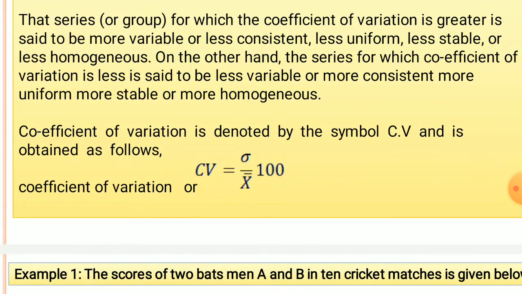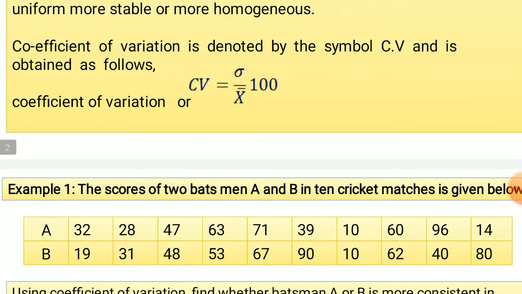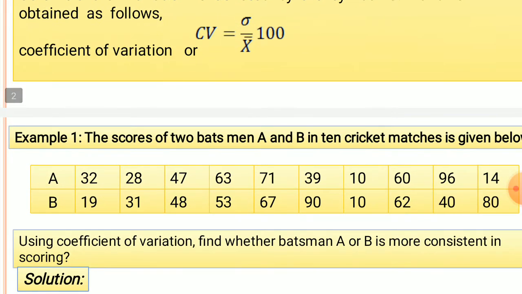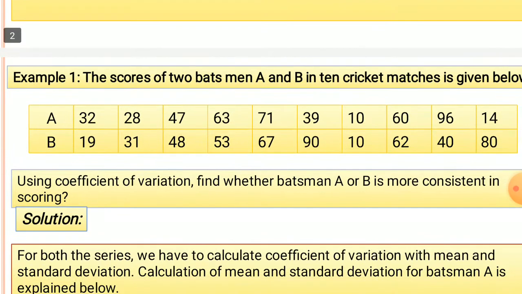And here the coefficient of variation is denoted by the symbol CV, and it is obtained as: coefficient of variation is equal to sigma by mean into 100, that is, standard deviation divided by arithmetic mean into 100. Now the problems will explain how to calculate the coefficient of variation. So with these problems we can understand clearly.